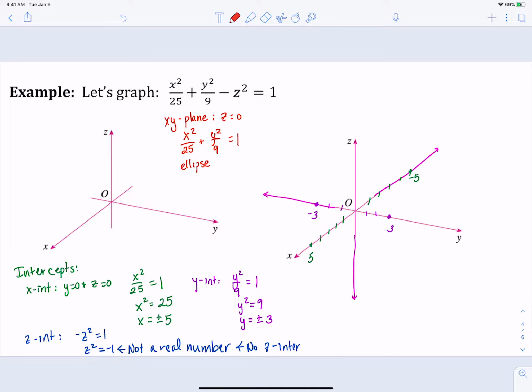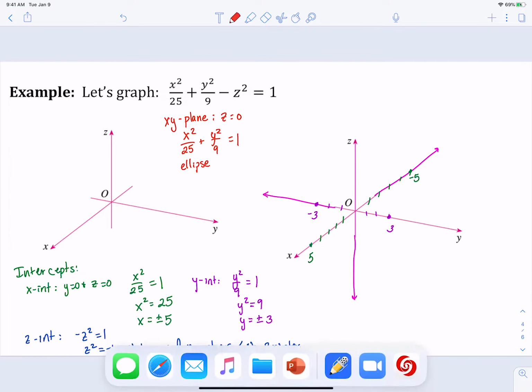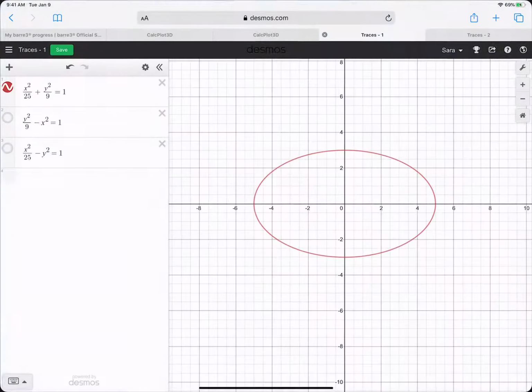Hopefully I spelled that right. And something that I do to help myself remember what these graphs look like, and like I said, it's been a little while for me since I've done conic sections, so I will often go to Desmos and plug in what that graph is. So I have x squared over 25 plus y squared over 9 equals 1, and it's an ellipse.